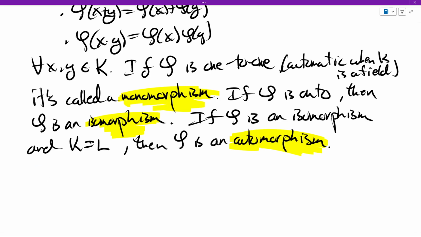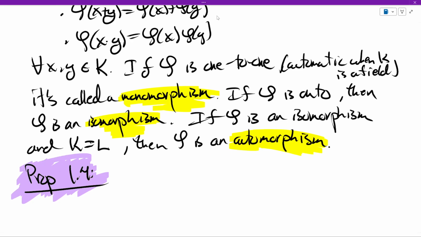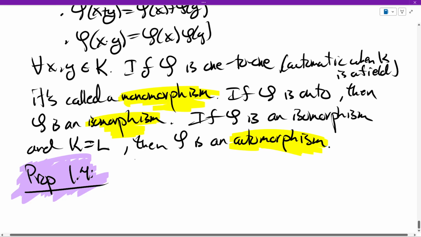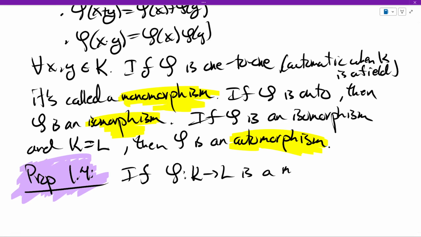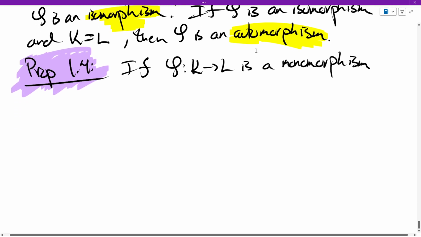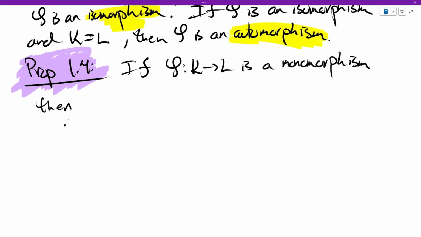Of some results that we can get from this. So this is proposition 1.4 in your book. And it's just going to tell us that certain properties and certain elements are preserved by field monomorphisms, which again is just a homomorphism. So phi from K to L is a monomorphism. That is, it breaks up under addition and multiplication. Then the following are true.